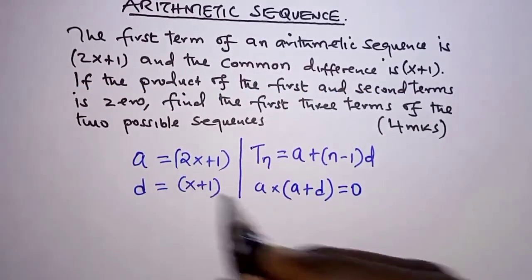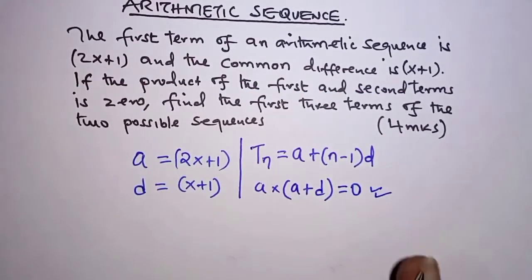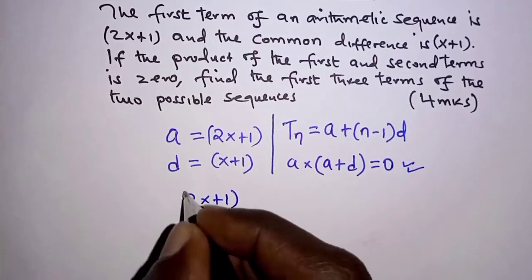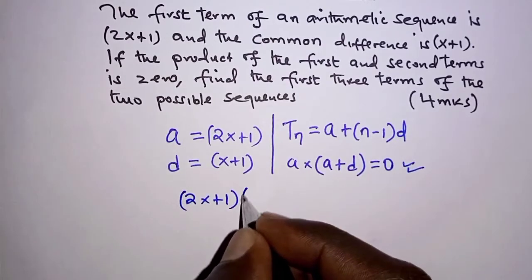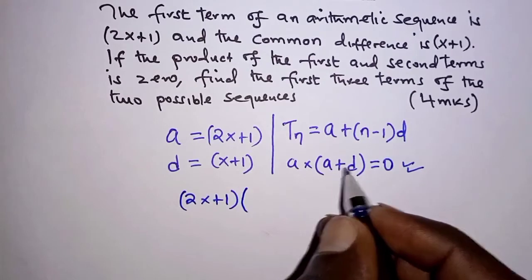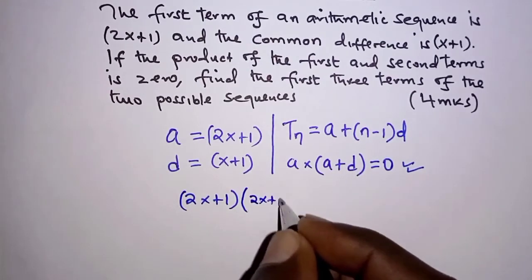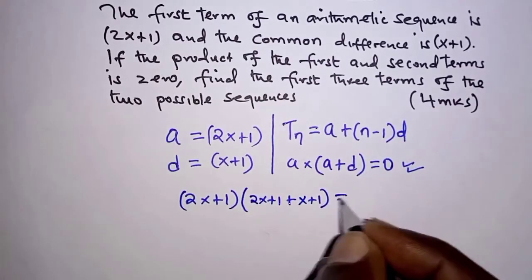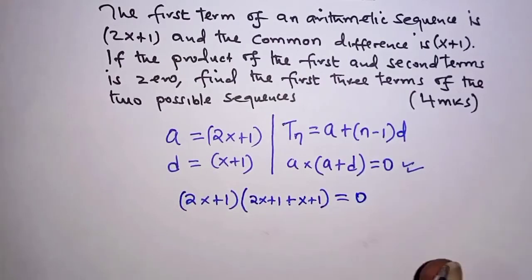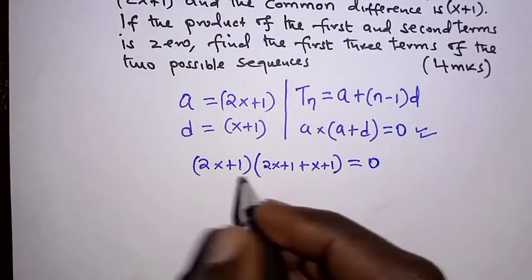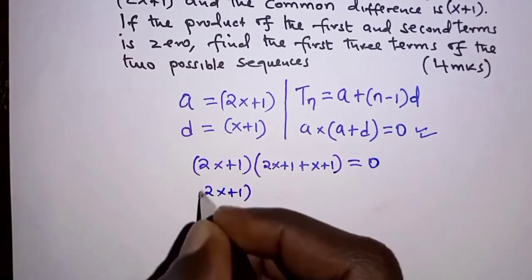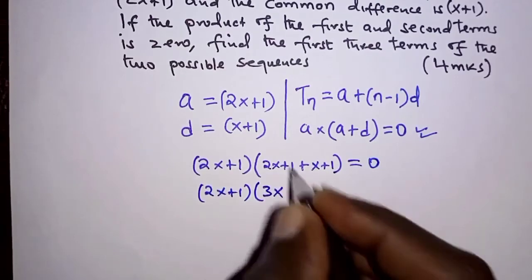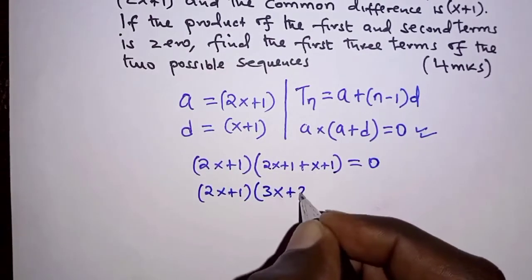So we're going to substitute these in this equation here. So a is 2x plus 1, times the second bracket we have a plus d, so a is 2x plus 1 plus d, and d is x plus 1. This product should give us 0. Now, simplifying the second bracket, we have 2x plus x, collecting like terms, that is 3x. Then 1 plus 1, we have 2.